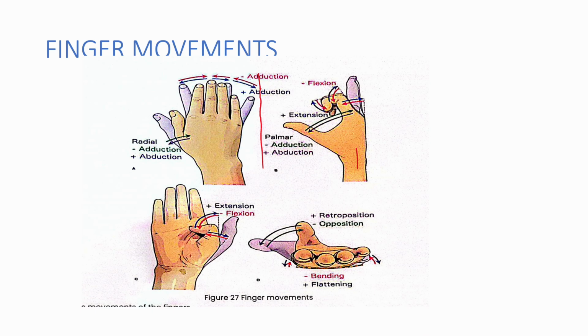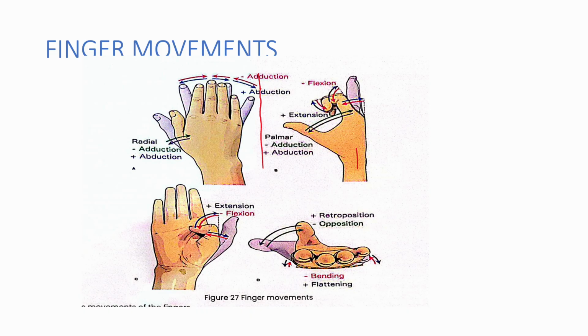Finger movements: we have radial abduction. Radial abduction, of course, is moving the thumb away from the other digits. Adduction is towards the other digits. Abduction and adduction of the fingers use the third digit as our midline.